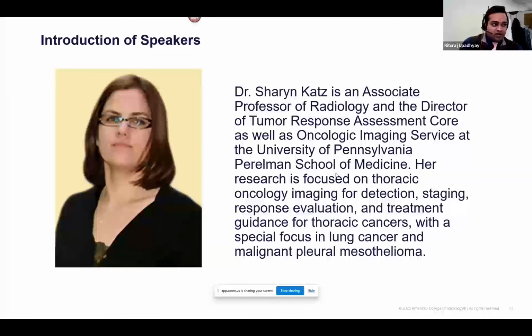But with that, I would like to move to our next speaker, Dr. Katz, who is an associate professor of radiology and the director of Tumor Response Assessment Core, as well as Oncologic Imaging Service at the University of Pennsylvania. Her research is focused on thoracic oncology imaging for detection, staging, response evaluation, and treatment guidance for thoracic cancers, with a special focus on lung cancer and malignant pleural mesothelioma. With that, I would like to hand over the stage to her. She would talk to us in more detail about the radiology behind this and how to distinguish different kinds of pneumonitis on imaging. Dr. Katz.